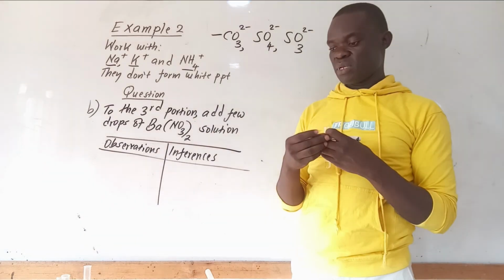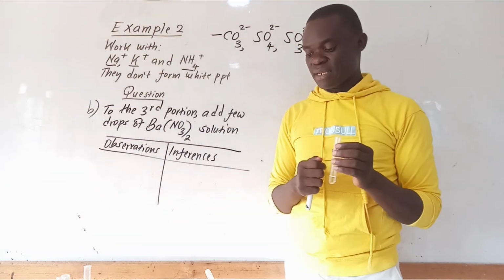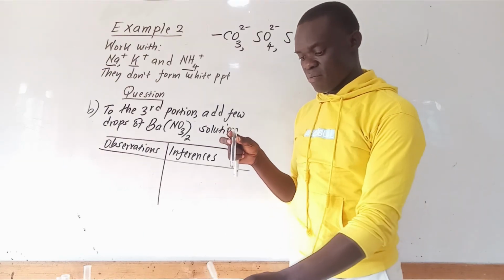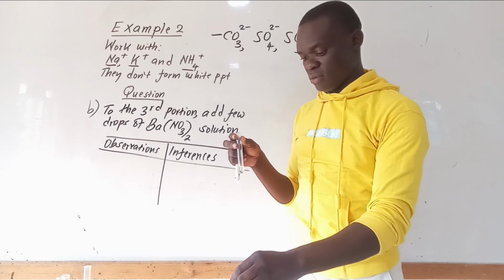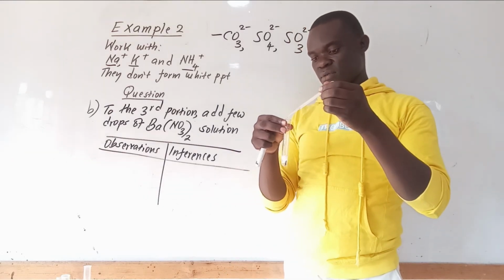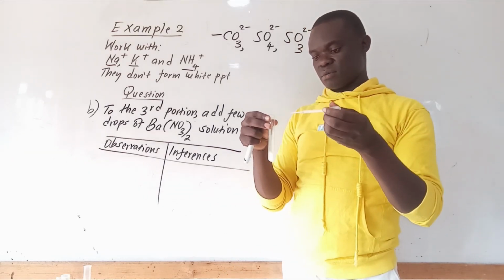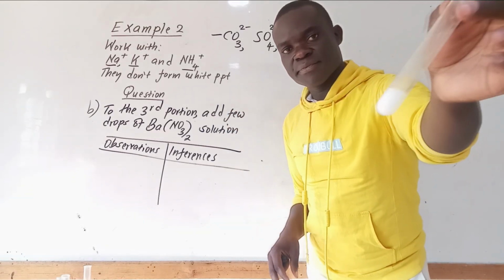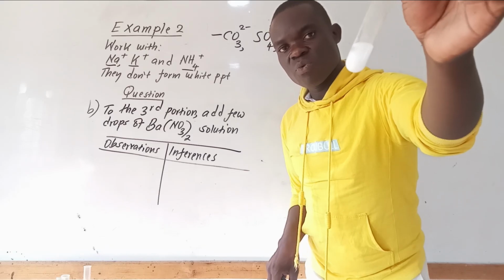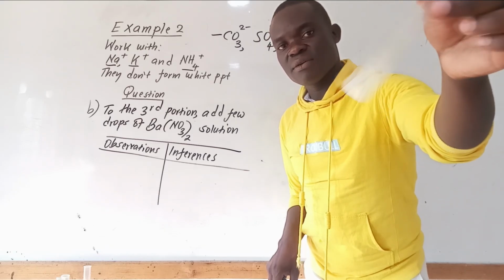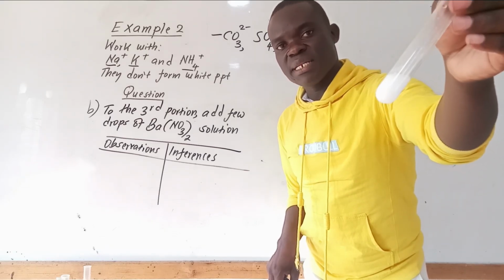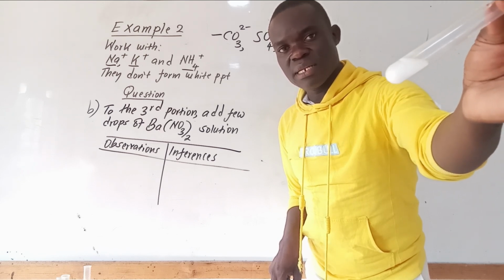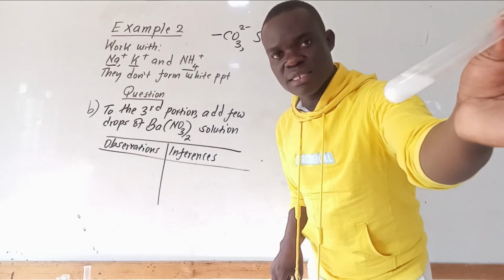does not form. So, okay, let us add barium nitrate solution, a few drops of barium nitrate solution. Look, when barium nitrate is added, a few drops, white precipitate forms. So when barium nitrate is added, white precipitate forms. You can take a look at this.